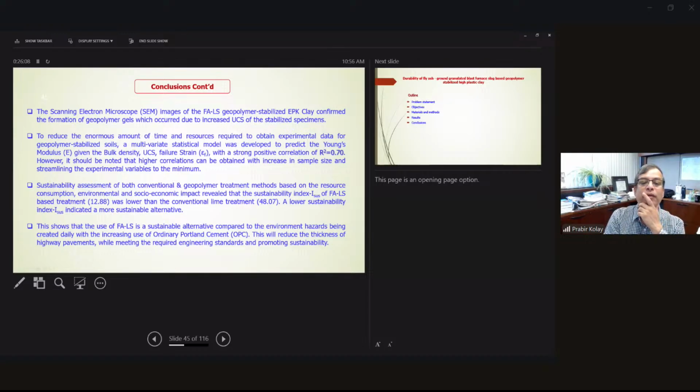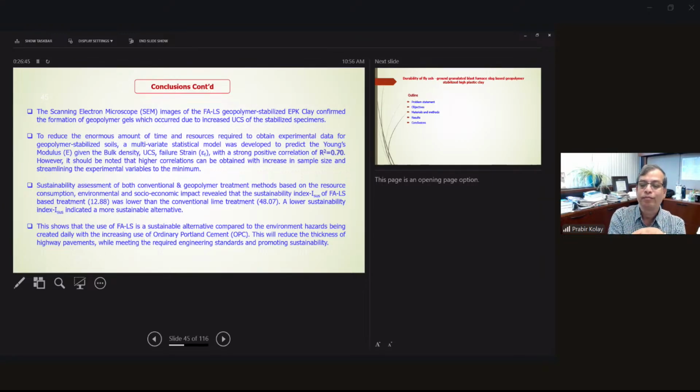We also used ANOVA for the statistical analysis of the Young's modulus, bulk density, and failure strain. The correlation R-square value is 0.7, which is quite good. You can use that equation to estimate the UCS value. Obviously, we have not done studies with only OPC. If you use OPC, then you can really compare the strength of fly ash and lime sludge, or fly ash with GGBS, to the OPC or lime.